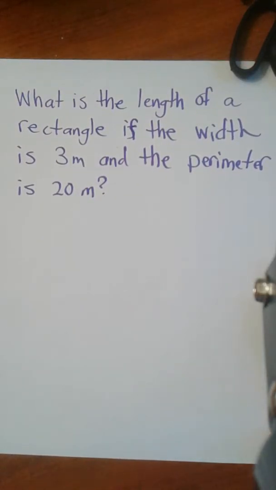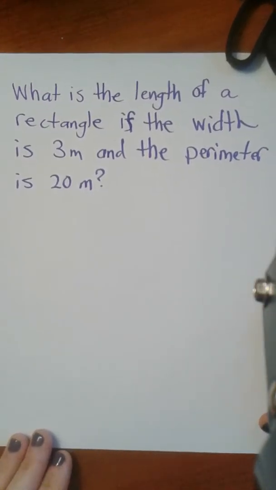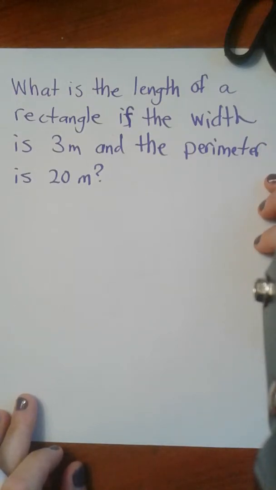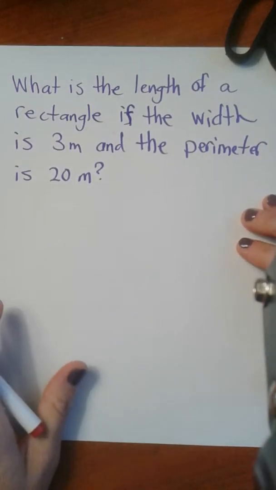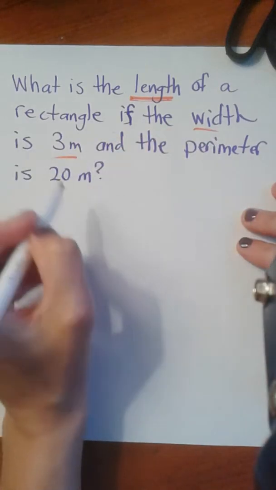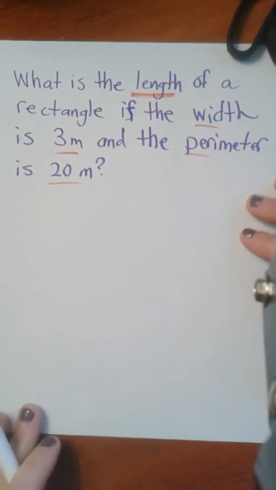We are trying to find the length of a rectangle if the width and the perimeter are given to us. Here's a good example, and you could maybe picture a sandbox or something like that. What is the length of a rectangle if the width is 3 meters and the perimeter is 20 meters? We need to find the length if the width is 3 meters and the perimeter is 20 meters.